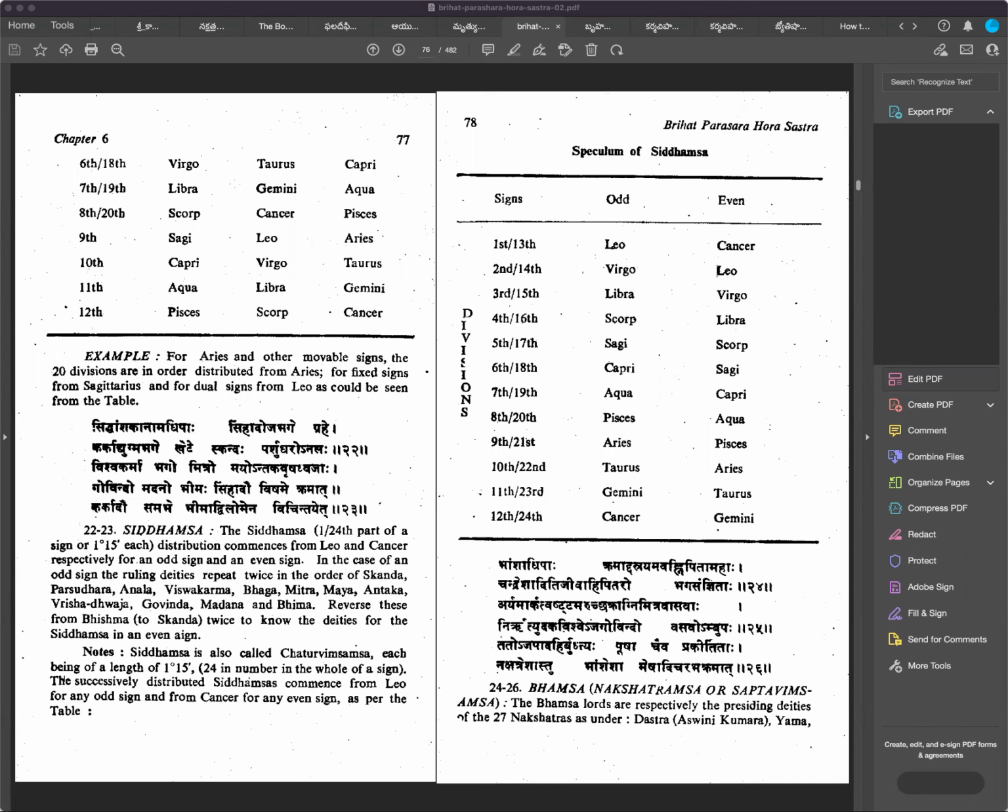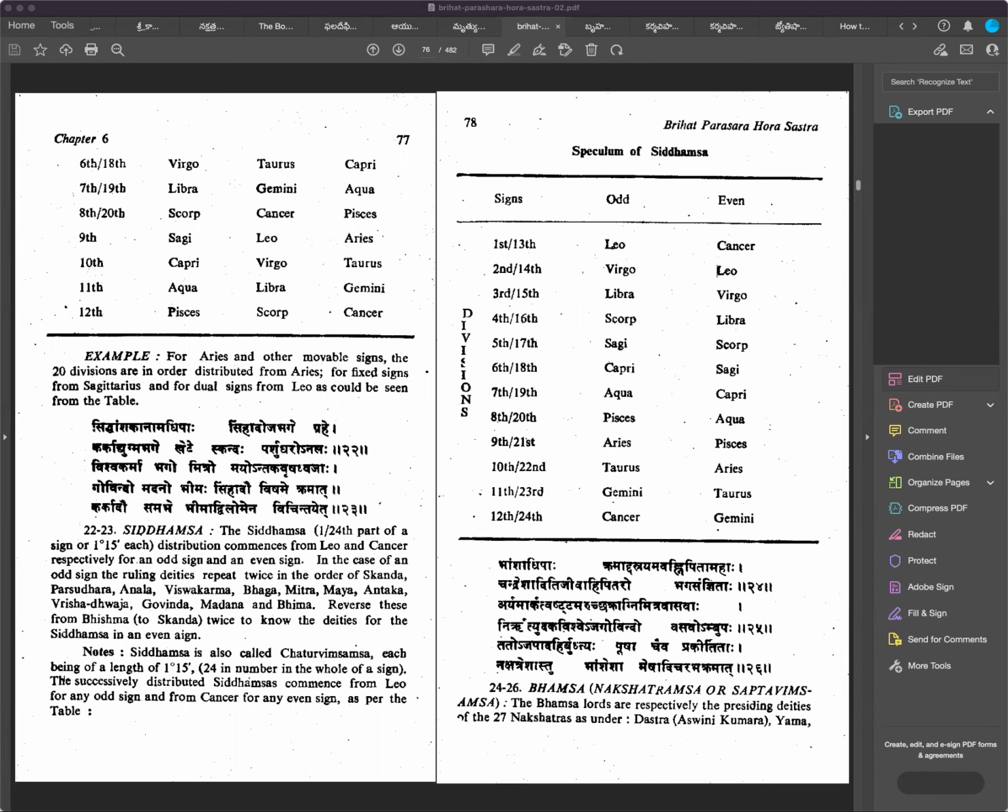Siddhamsha is also called Chaturvimsamsa, each being the length of 1 degree 15 minutes. The Siddhamshas are distributed successively, commencing from Leo for an odd sign and from Cancer for an even sign, as per the table. The first Siddhamsha will start from Leo, the second from Virgo, third is Libra, fourth Scorpio, like that. So each and every sign in the chart will be divided by 24.